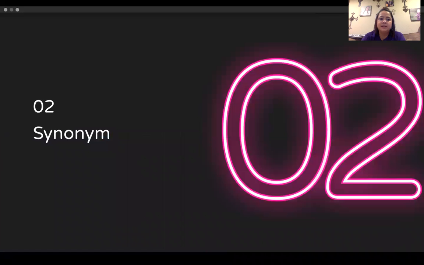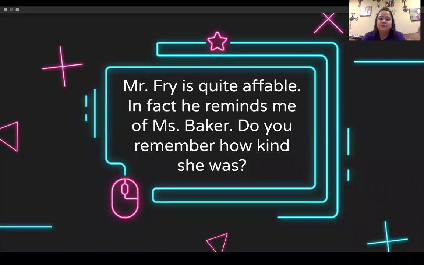The second way is synonym, similar words that have the same meaning. Mr. Fry is quite affable. In fact, he reminds me of Miss Baker. Do you remember how kind she was? Still looking for the definition of the word affable, but if we are thinking that Mr. Fry and Miss Baker are similar, then if we are talking about how kind Miss Baker is, then we can also determine that affable means kind.